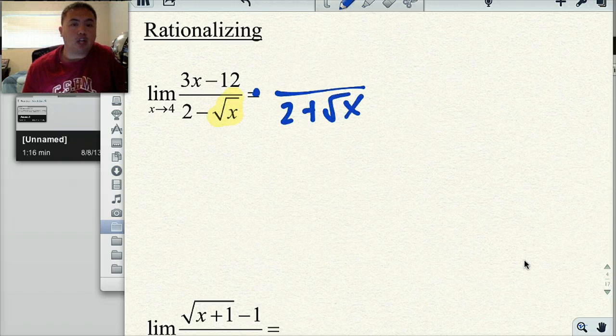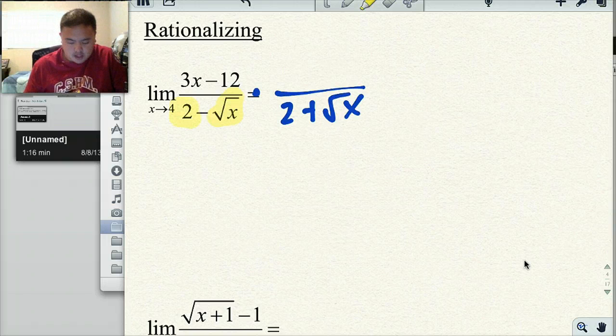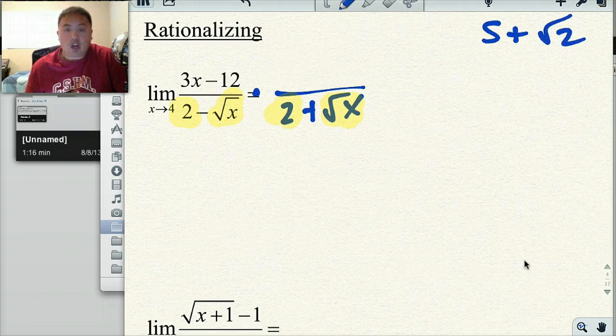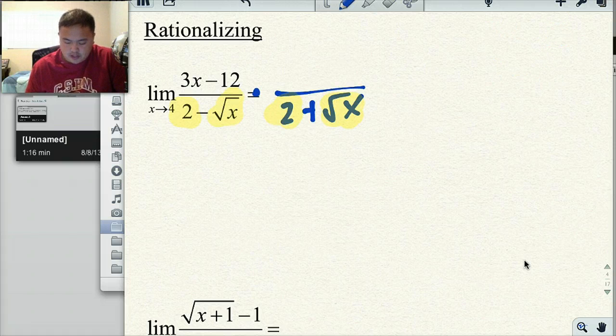So in case you forgot what a conjugate is, it's the exact same term, but the sign in the middle is flipped. So in this particular problem, you have 2 minus radical x. Its conjugate is 2 plus radical x. You don't have to write this down, but if it was 5 plus square root of 2, the conjugate of 5 plus square root of 2 is 5 minus square root of 2. So the conjugate, again, is review. It's very simple. Just change the sign in the middle.